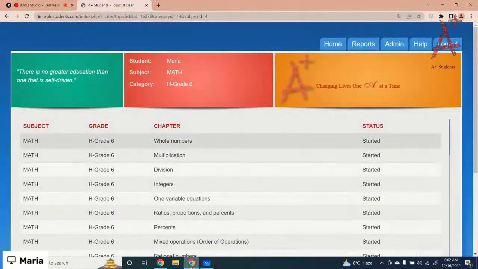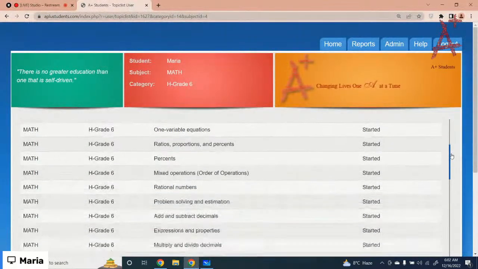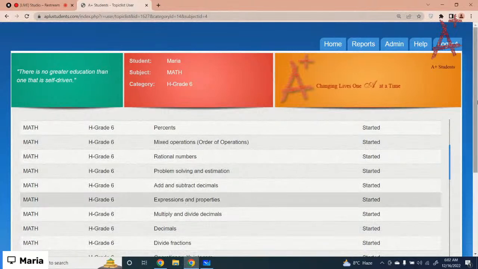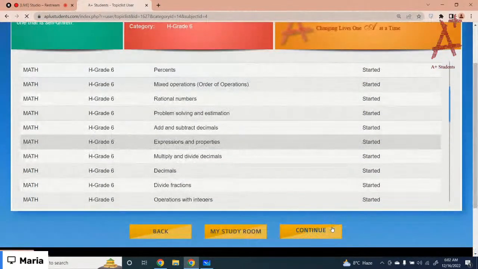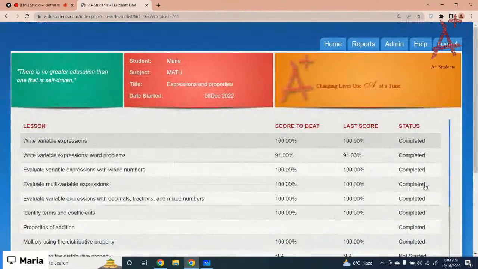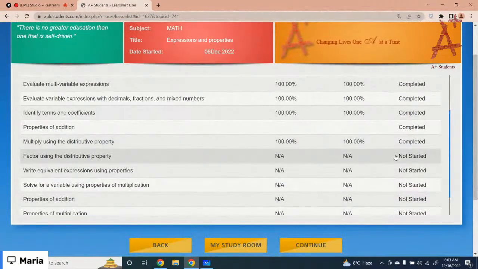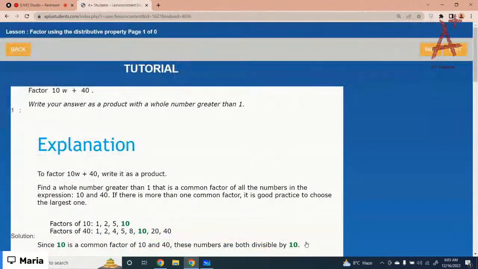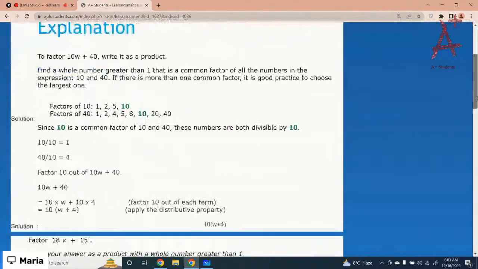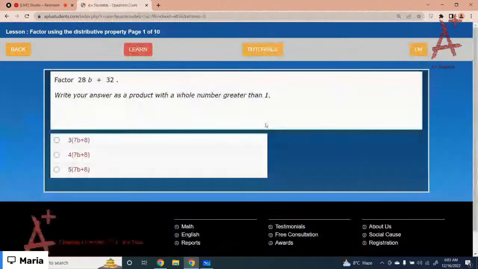Okay, here I am on grade 6 maths. The chapter name is expressions and properties, and the lesson name is factor using distributive property. Okay, let's start with factor using distributive property. Let's just start with the practice questions.